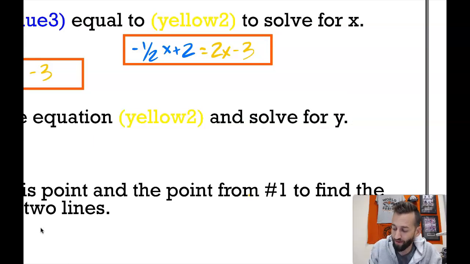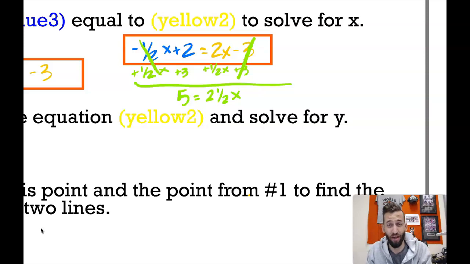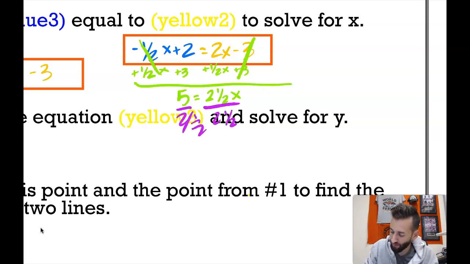In order to do that, you can multiply everything by 2 if you want to get rid of your fraction. I'm just going to deal with the 1/2 x here. And I'm going to add 3 to both sides. I'm doing 2 things at one time, okay? So the 3 goes away here. It's going to come over to the left. You get 5 equals 2 and 1/2 x. And hopefully you know your multiplication tables enough that dividing both sides by 2.5, okay, x is going to equal 2.